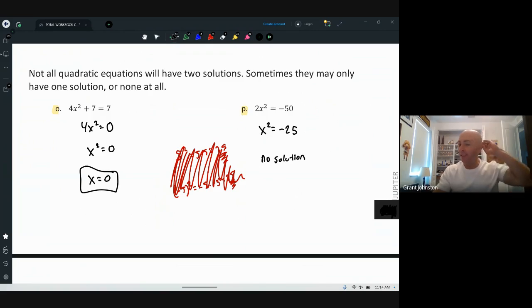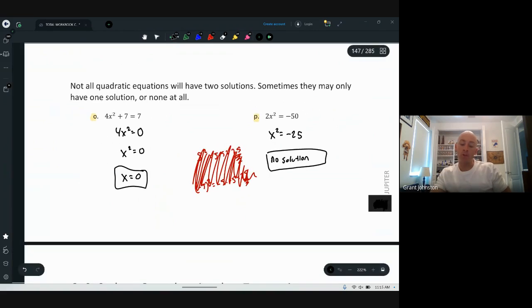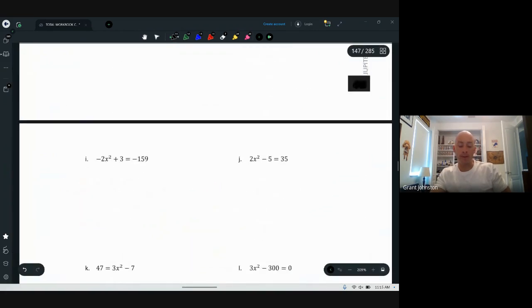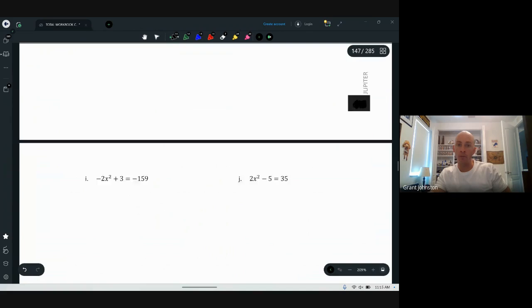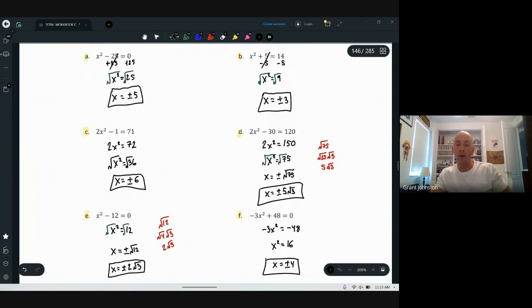Now there are these things called imaginary numbers that you're going to learn in Algebra 2, and we'll call them complex solutions. But there's no solution here. And you might see it read sometimes as no real solution. I'm not going to get into all that right now, but there's no solution on this particular problem. But most of them will have solutions, so for the rest of these, don't worry about it. Just follow the notes up here.